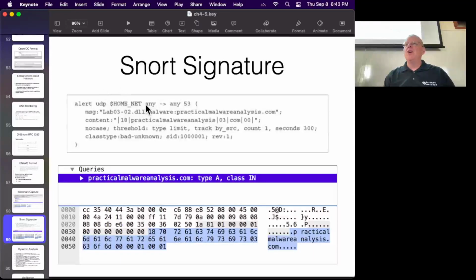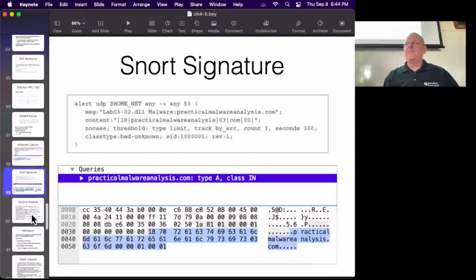This tells you what network is being scanned, from any IP address to any other IP address on port 43. Send this message when you find it. And here's the content: a binary 18, then practicalmalwareanalysis.com, a binary 3, and then com, and then a null byte. So it's going to look for that pattern of bytes in the traffic, and if it finds it, there's other information here, like how many it will take to trigger it, and so on. But anyway, that's what Snort rules look like in the general format.